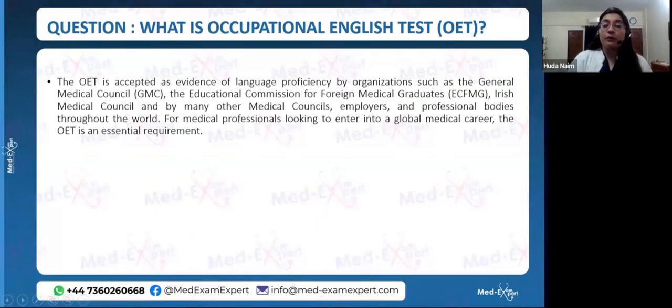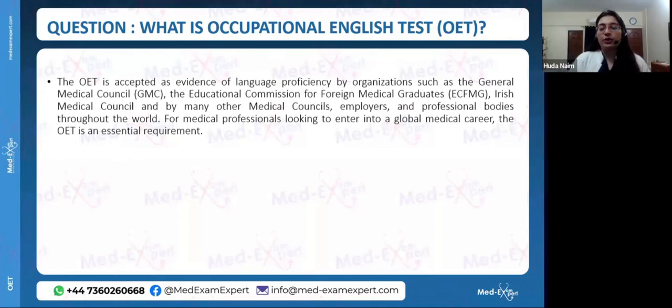One of the most frequently asked questions that we get on our forums is, what is the OET? Why is the OET given? And what is the basic purpose of the OET exam? Basically, OET is accepted as a language proficiency exam by different medical councils, like the General Medical Council, the Educational Commission for Foreign Medical Graduates, that is the ECFMG, the Irish Medical Council, and many different councils throughout the world, and even different employers and professional bodies like the Royal College of Physicians, the MRCOG, and different professional bodies.